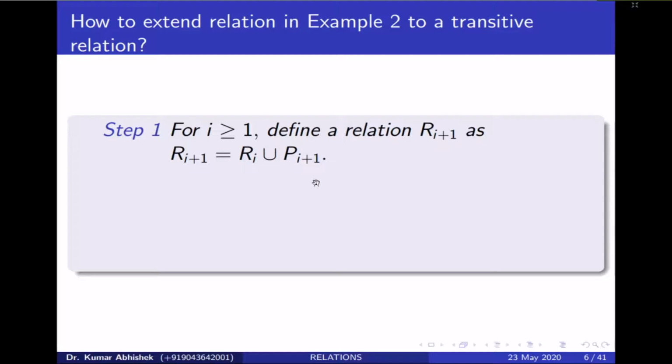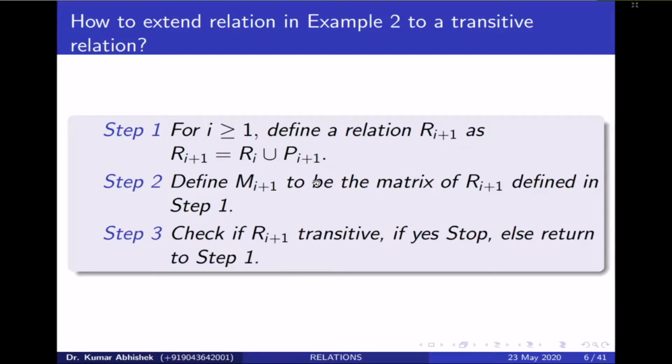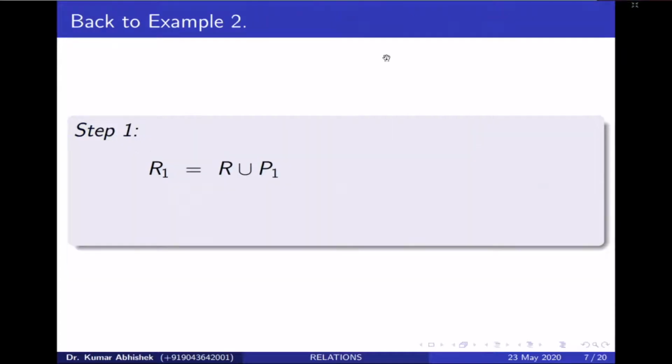Warshall's algorithm basically involves, in step 1, defining a relation R(i+1) as R(i+1) equals Ri union P(i+1). Then in step 2, we define M(i+1) to be the matrix of R(i+1) defined in step 1. Finally, in step 3, we check if R(i+1) is transitive. If yes, we stop, else we return to step 1.